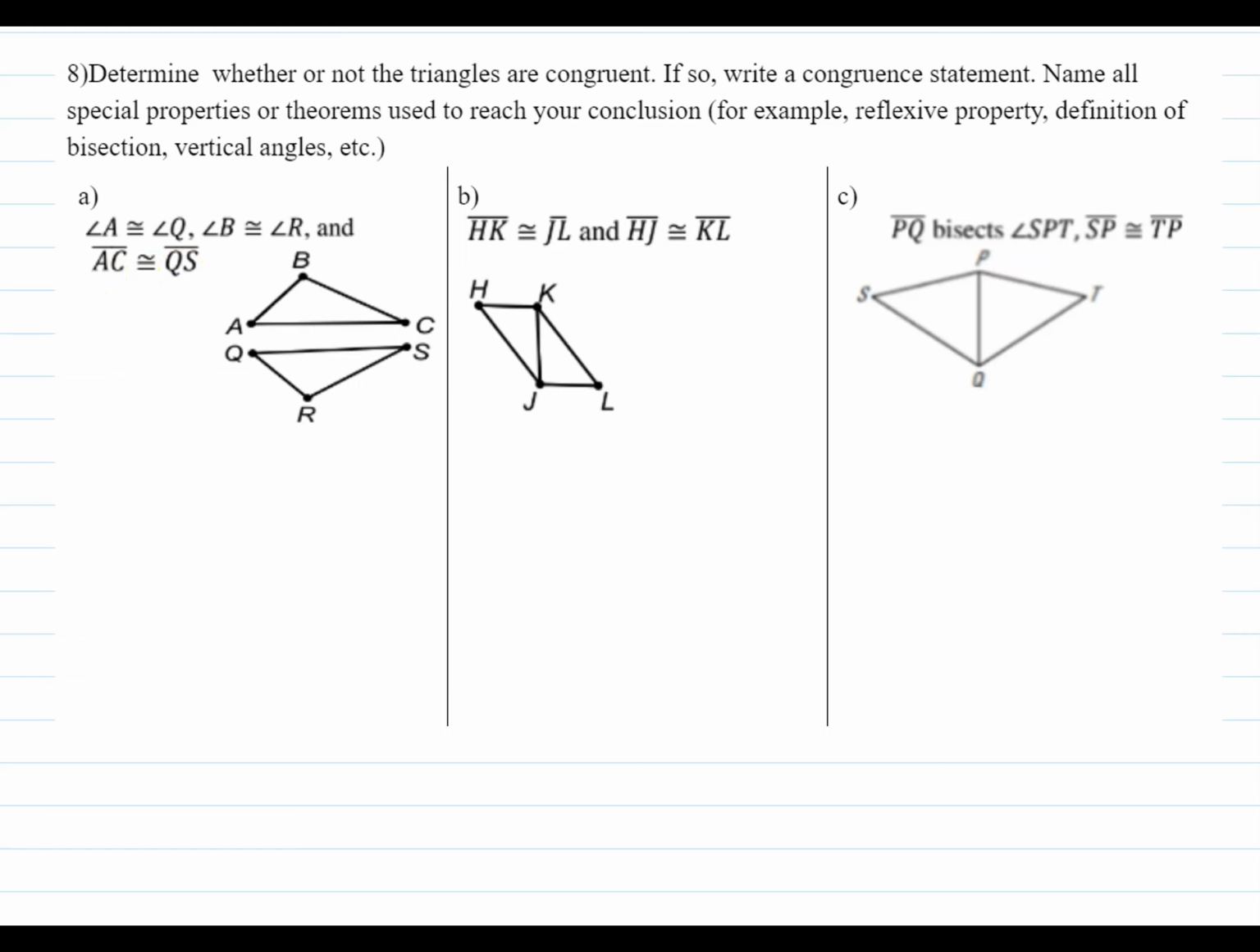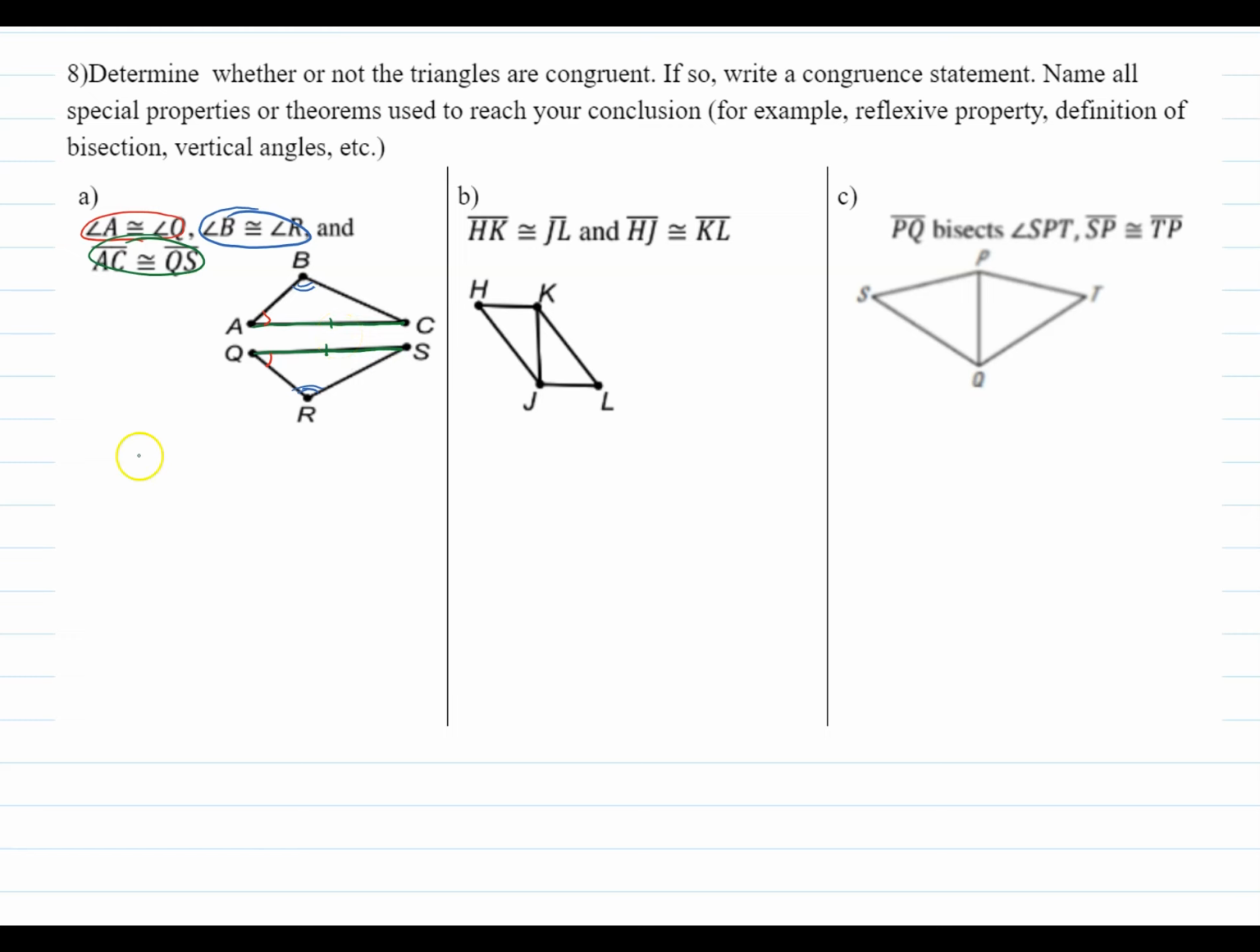I'm going to mark up this diagram, starting with angle A is congruent to angle Q. Those two angles are the same, so I'll give them a single arc. Angle B is congruent to angle R. Those two are the same, so I'll give them a blue double arc. They match. They're corresponding. And side AC is congruent to side QS. Since we're talking about sides, I'll put a tick mark. Side AC and side QS, I'll put them both having a single tick mark.